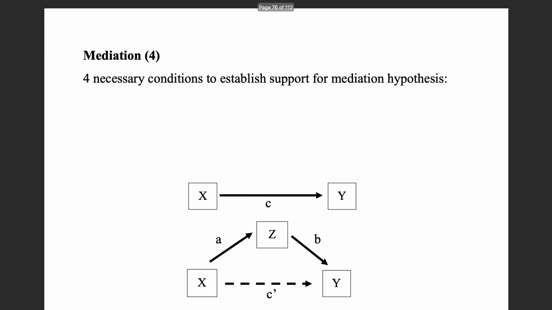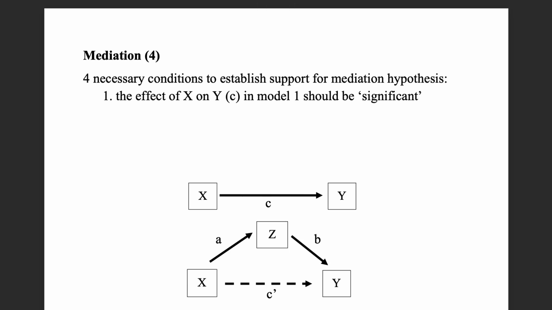So 4 effects that we need to find, 3 models that we need to estimate, and 4 conditions that we need to have in place in order to say our mediation hypothesis is supported. So there are 4 conditions that should be satisfied if you want to say, yes, we can indeed say that the mediation hypothesis that we have is supported by the data. So what needs to be the case? Well, first thing, the effect that you start out with should itself already be significant.